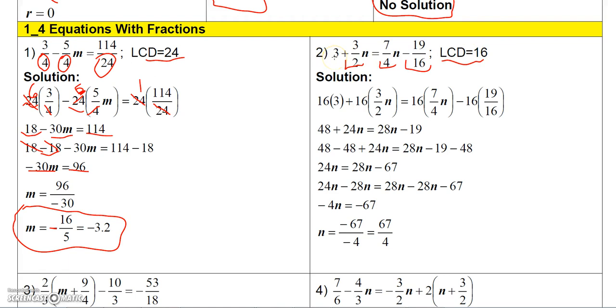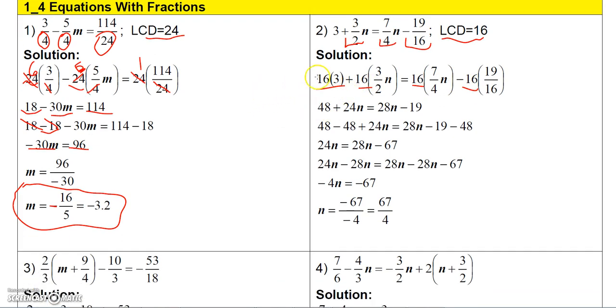Now don't forget about this 3 here. So I'm going to multiply 3 by 16. I'm going to multiply 3n over 2 by 16. And then on the right-hand side, I'm going to multiply the 7 over 4 times n by 16, and then multiply the 19 over 16 by 16. Okay, now this is easy. 16 times 3 is 48. Here we can do the little trick. We know 2 in the denominator goes into 16 in the numerator 8 times.